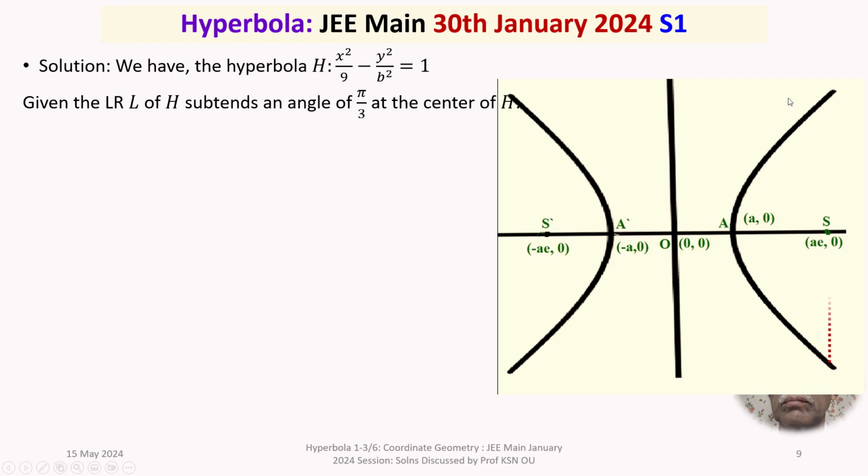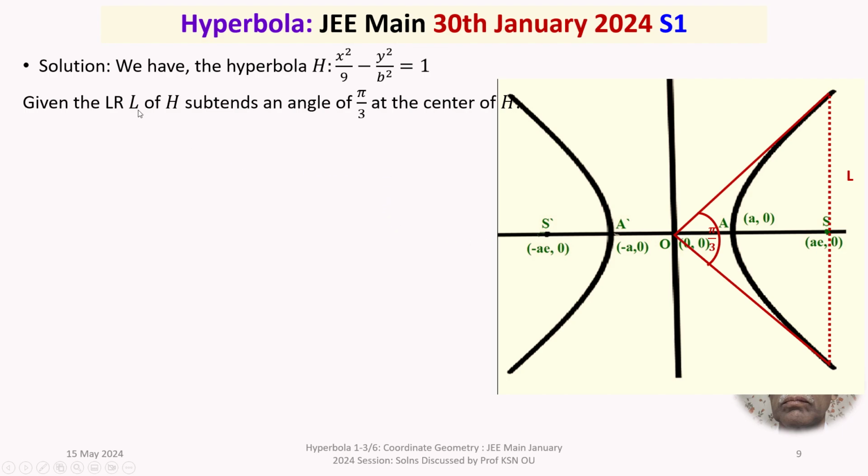Given the latus rectum L of H subtends an angle pi by 3 at the center of H. Agreed. The latus rectum is here. This is the latus rectum L, and it is given that this latus rectum subtends an angle pi by 3 at the center of the hyperbola. So it is subtending an angle of pi by 3.